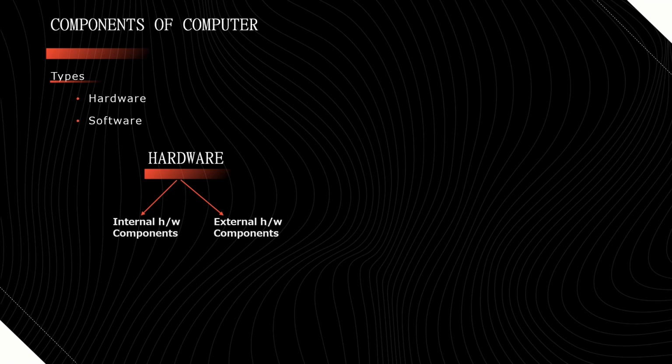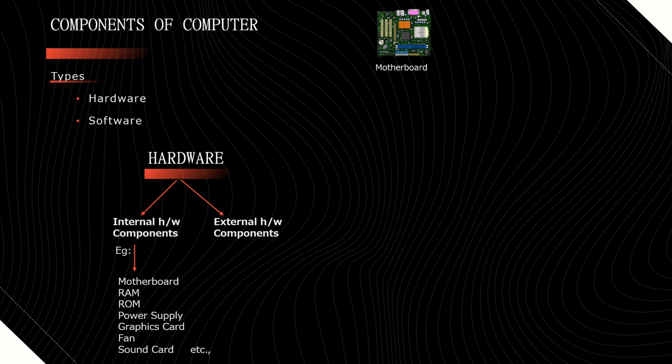Internal hardware components means the components which are placed inside the computer. For example, motherboard, RAM, ROM, power supply, graphics card, fan, sound card, etc. all are internal hardware components. Motherboard is the central circuit board found inside the system unit. All other hardware are plugged into the motherboard.